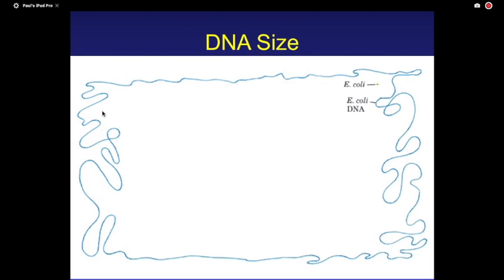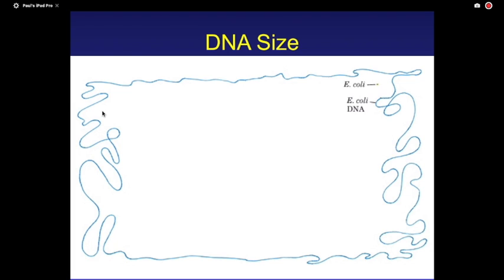Something else about DNA size. Do you see this little dot right up here? Right there? E. coli. That's a cell. Here is E. coli's DNA unraveled. There seems to be a disparity there, right? That long strand of DNA.